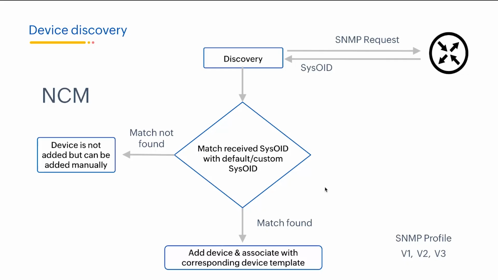So if a match is found, then the device will be added automatically, and the corresponding device template will also be mapped. If a match is not found, the device needs to be added manually. You can manually add the device template as well. The SNMP profiles that we support include version 1, version 2, and version 3.